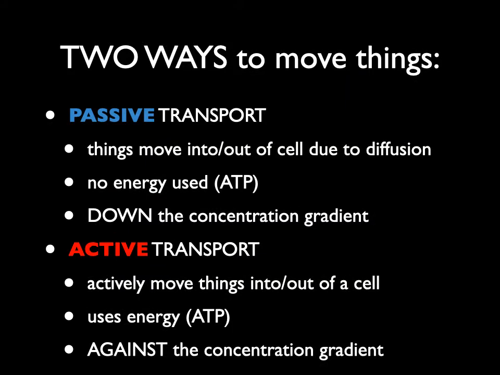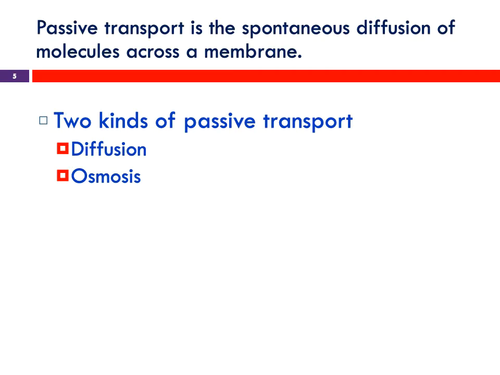Cells have two options, passive or active transport. Passive, they move out due to diffusion or in. No energy is being used, and you're moving down the concentration gradient. Active transport, you're going to actively move things, and you're going to use energy in the form of ATP, and this goes against the concentration gradient.